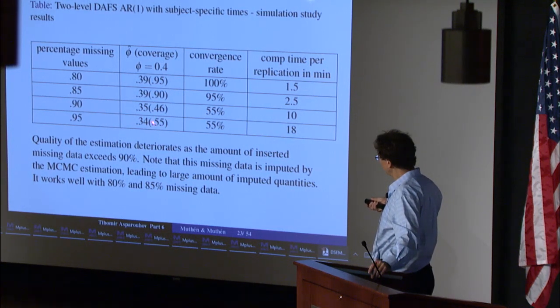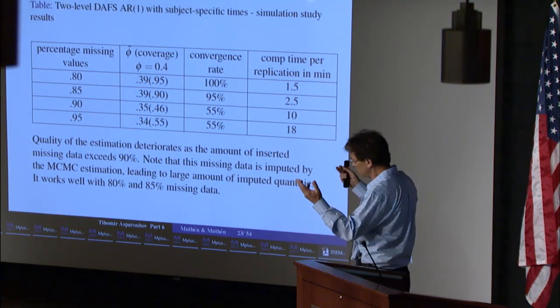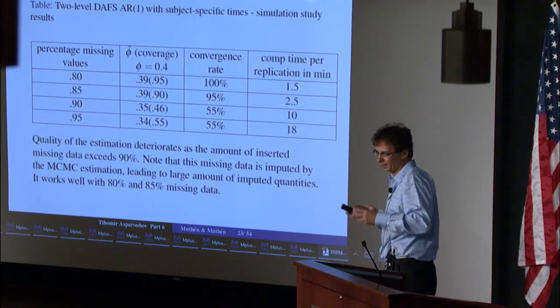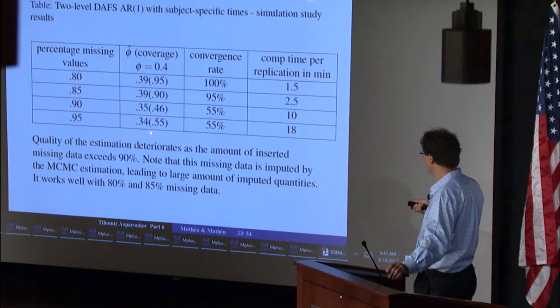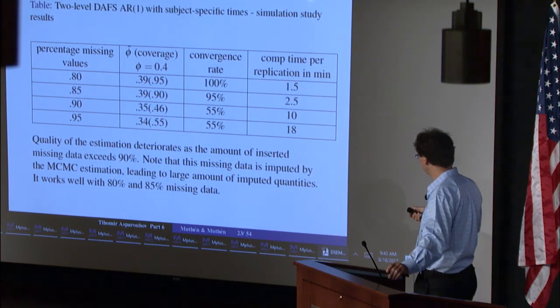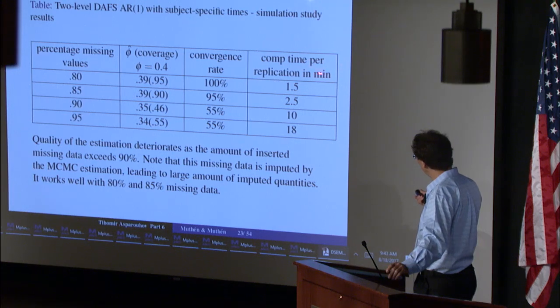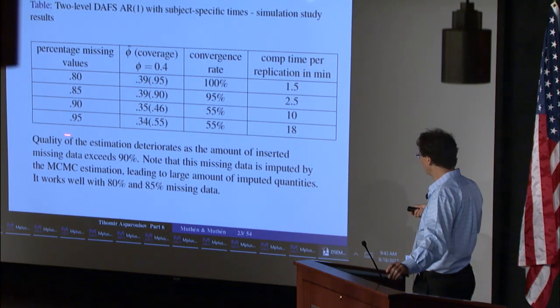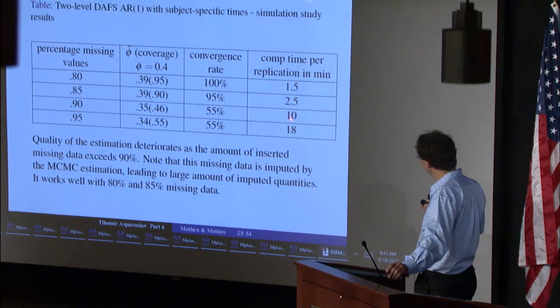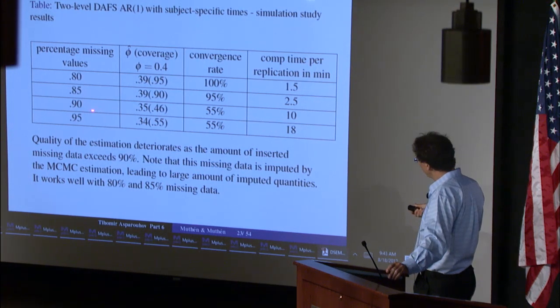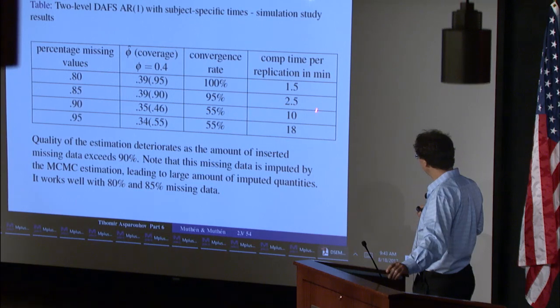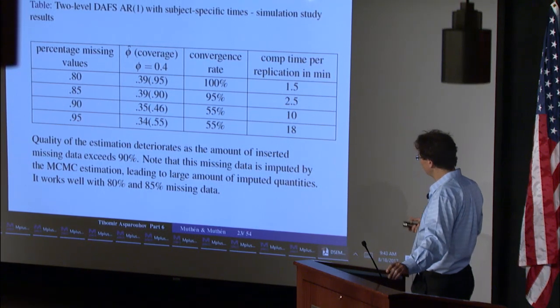So basically, I don't run an extremely long MCMC chain. I just look at when Mplus claims to have converged, and if you look at these values, they look biased, and the coverage is pretty bad. Also, the amount of computational time that's needed when the amount of missing data is so high increases quite substantially. So this is 18 minutes per replication when it's 95% missing data.